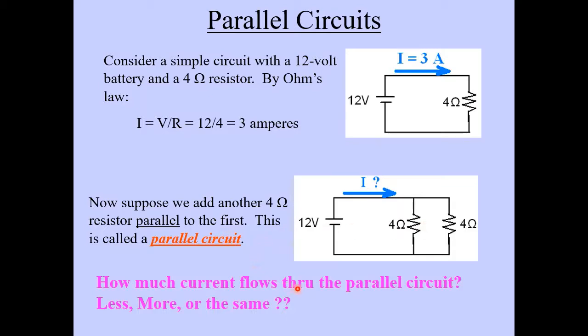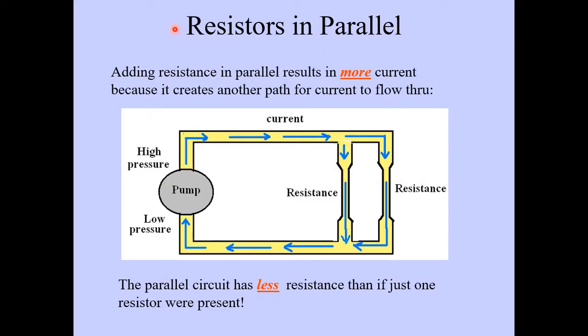Now the question is, how much current is going to flow through this part of the circuit up here? Is it going to be less, more, or the same? What do you think? Well, it turns out that the current flowing through here will be more, not less. You may have thought that there would be less current because we're adding more resistance, but because this is a parallel circuit, things are very different. So when we add resistance in parallel, it results in more current. Why? Because it creates another path for current to flow through.